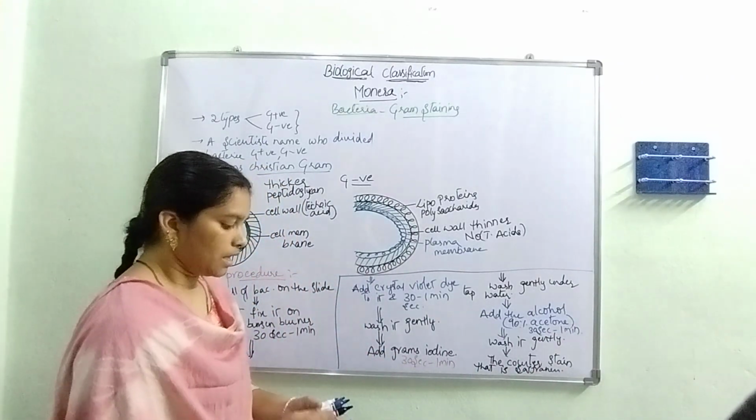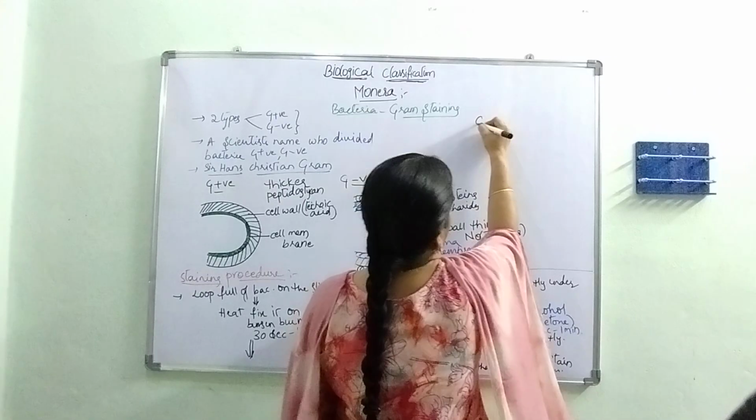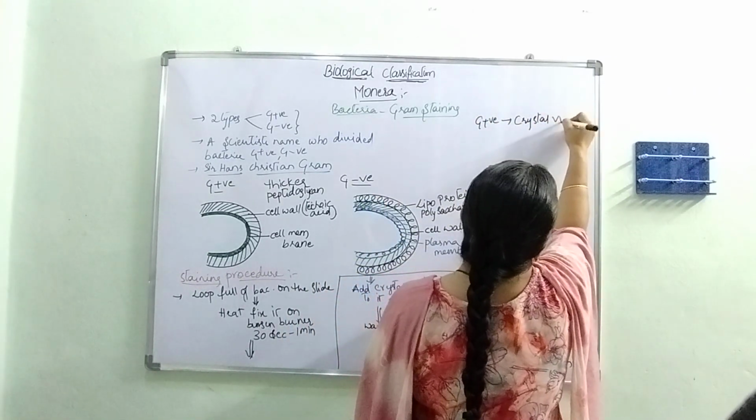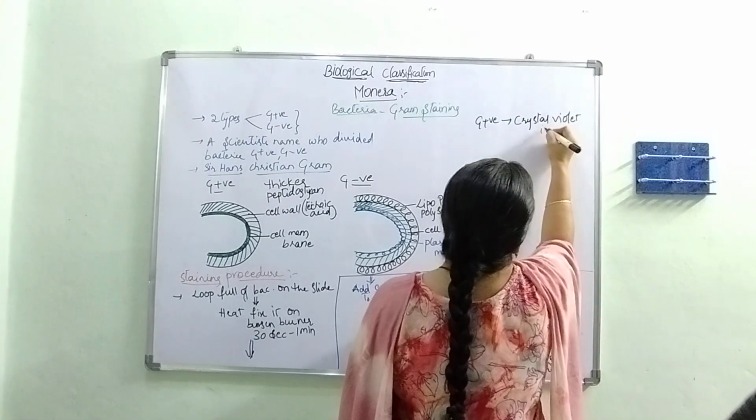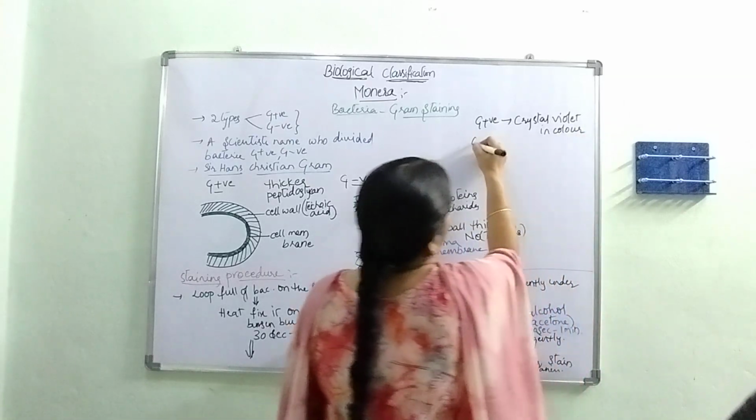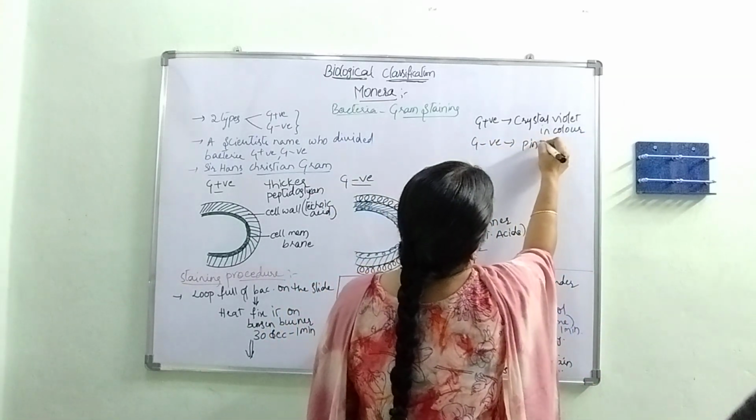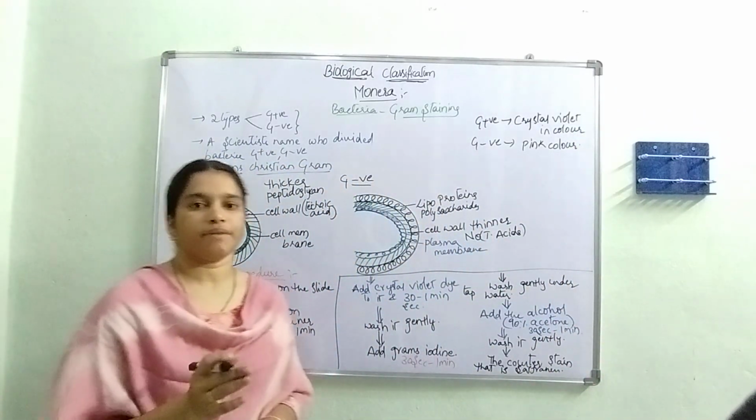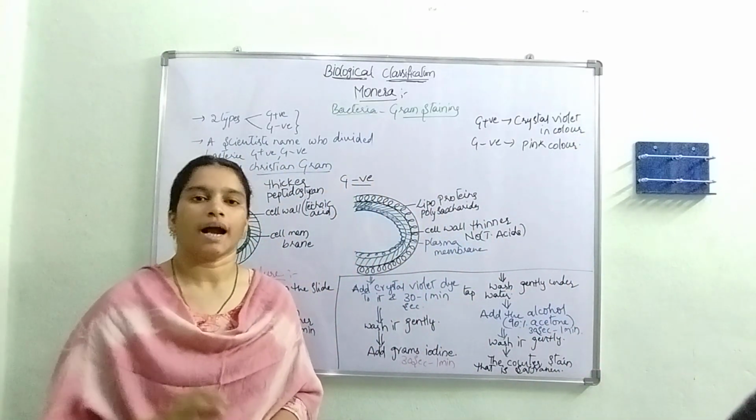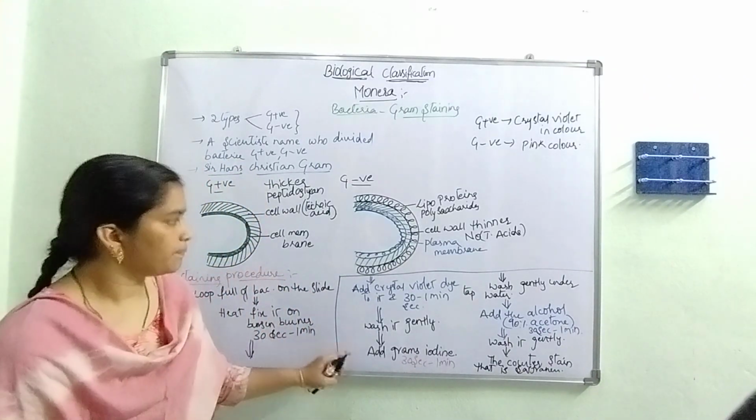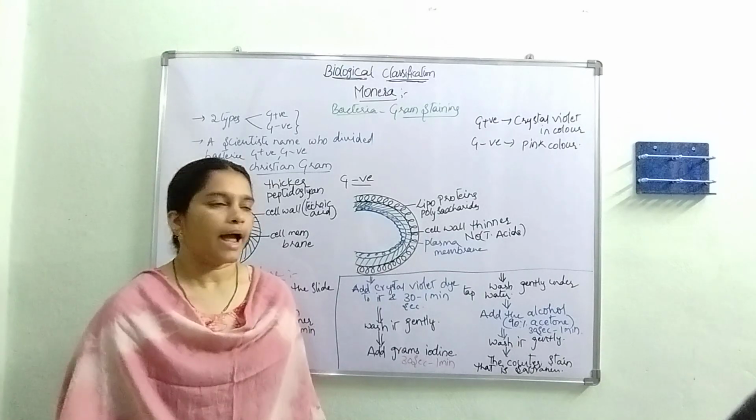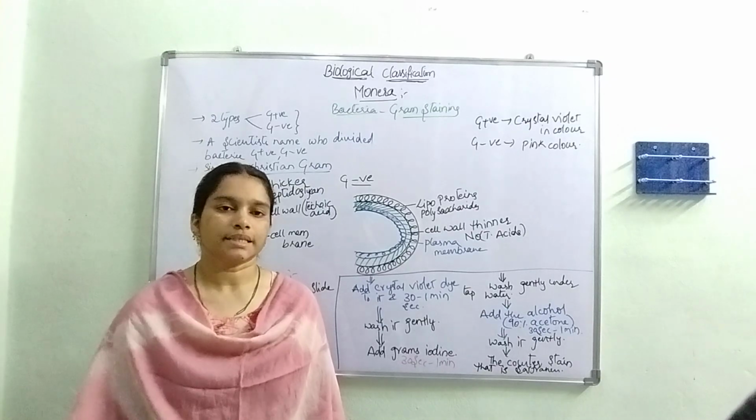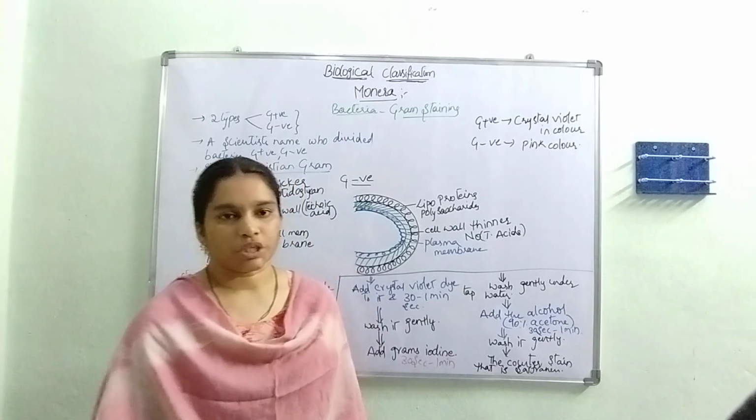If you observe under the microscope, gram positive bacteria appear violet in color and gram negative bacteria appear pink. So we can detect gram positive and gram negative bacteria on this slide under the microscope. This is about the gram staining procedure and the differences between gram positive and gram negative bacteria. In the next class we will discuss respiration in bacteria.